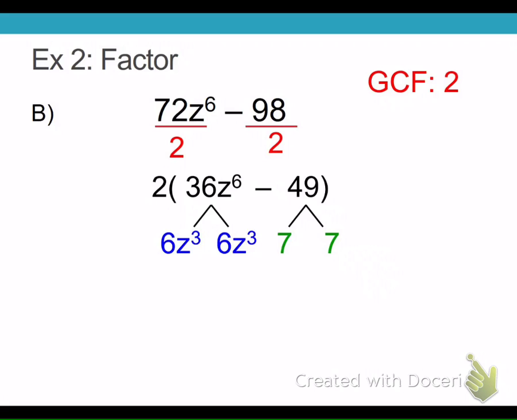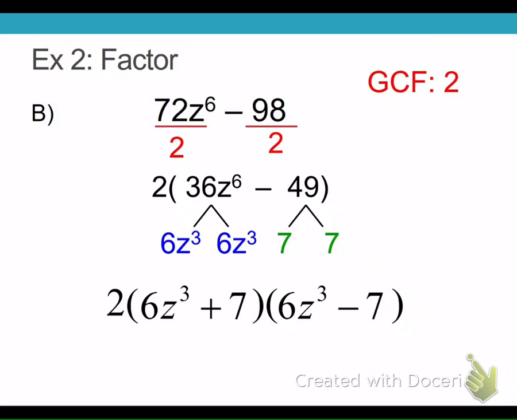What would my final answer look like? 2. Don't forget, that's a very common mistake. People will remember it, and then in the final answer they just kind of drop it off because it's so easy. So get the 2 in the front, and then 6 to the third plus 7, 6 to the third minus 7. And again, if you flip-flop the plus and the minus, it's fine, as long as you have one of each.